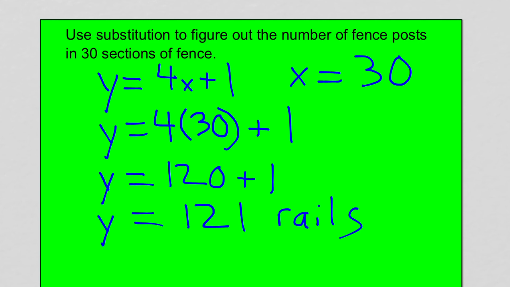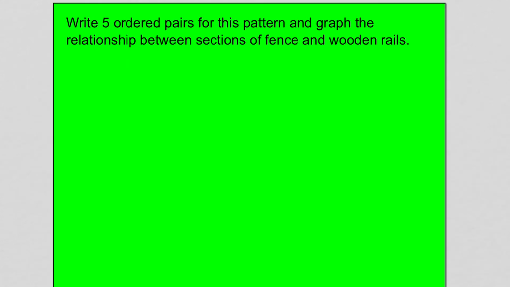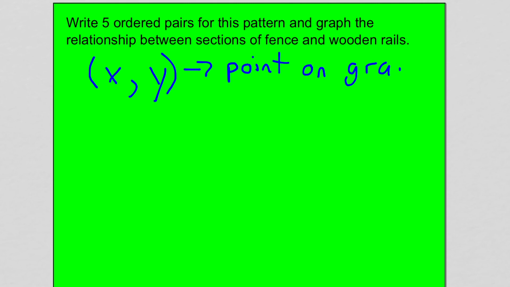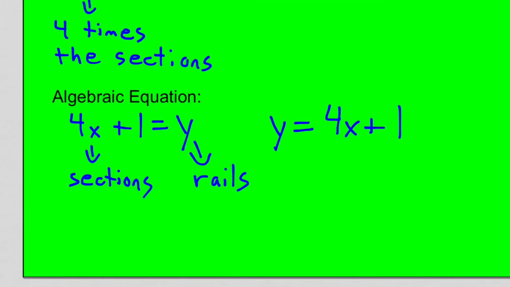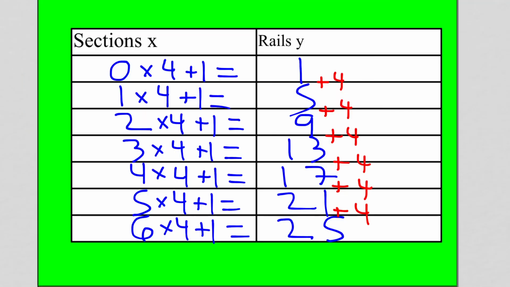Okay, next thing. We're going to make a graph. We're going to make ordered pairs and we're going to graph this. Ordered pairs are x and y values. Each of these x and y values represents a point on the graph. Where do we get these x and y values? Well, we scooch back to our table. We have x and y values right here.